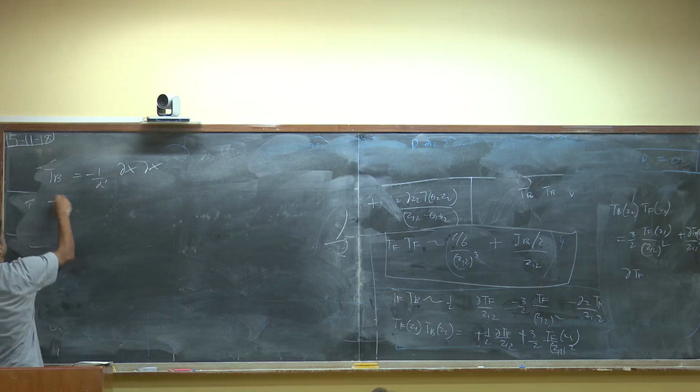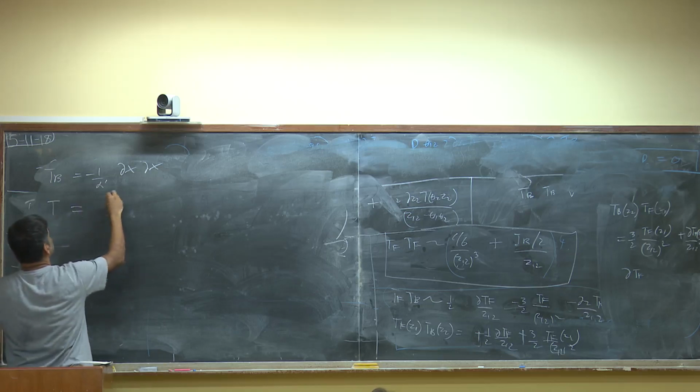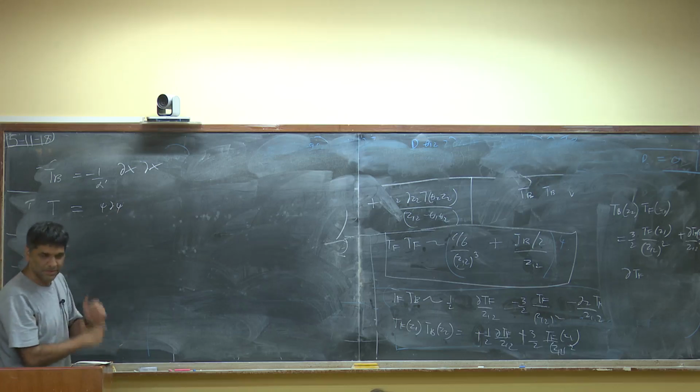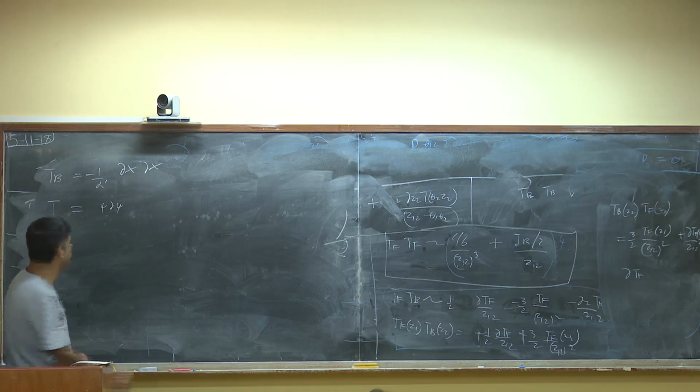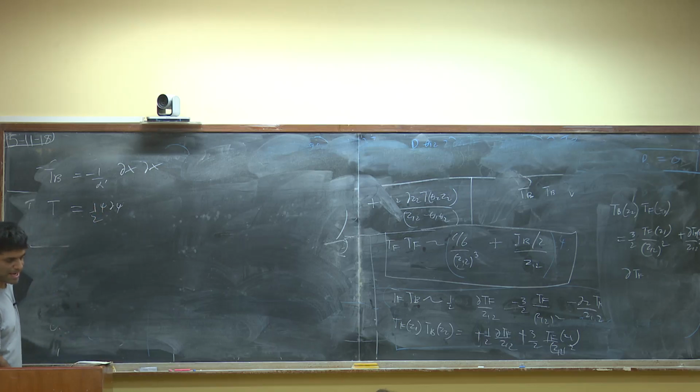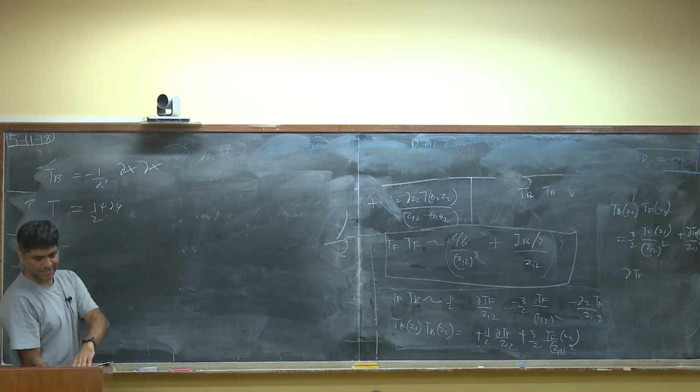Can somebody remember what T was? T was psi del psi, basically, right? Can somebody remember the number? 1 by 4 pi. What was it, 1 by 2? 1 by 2. Psi del psi. Okay, and the interesting thing now is this T_F.